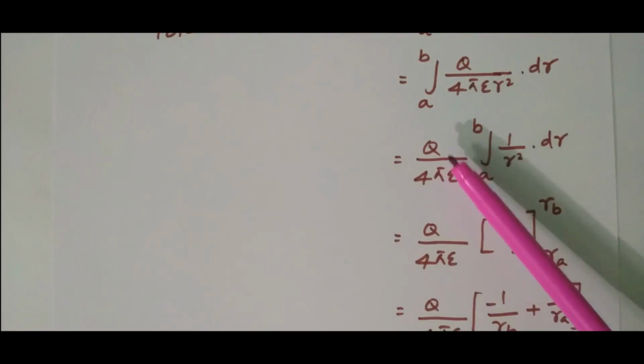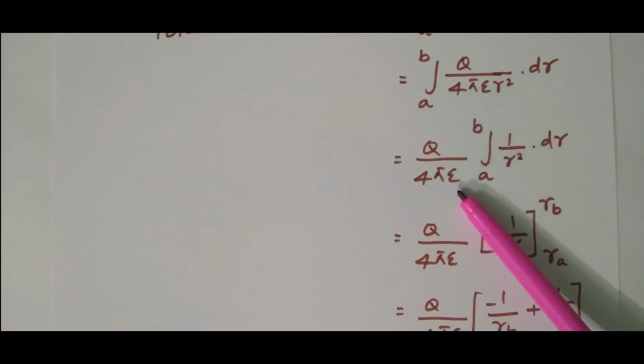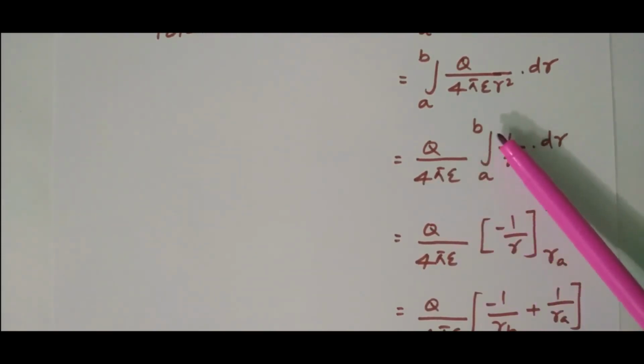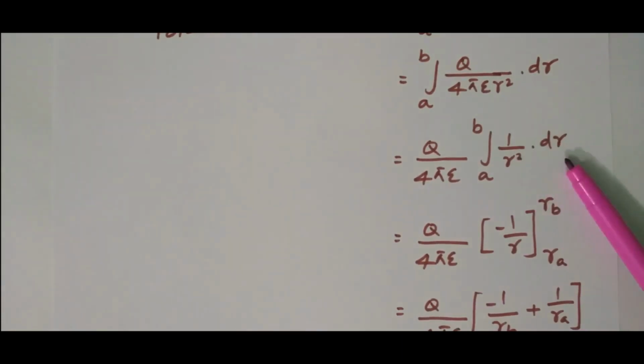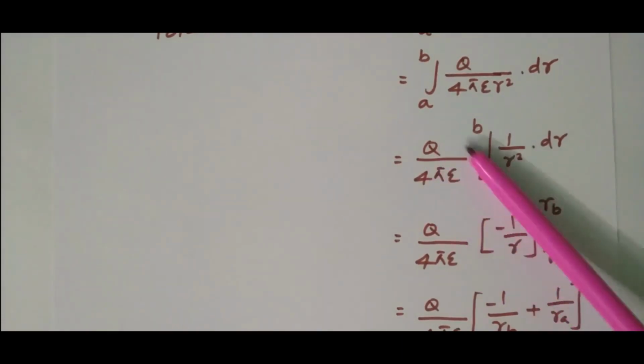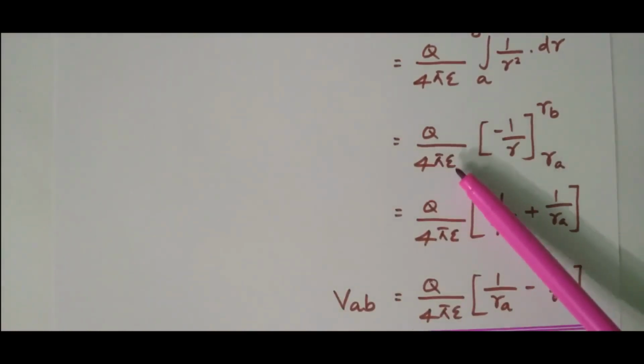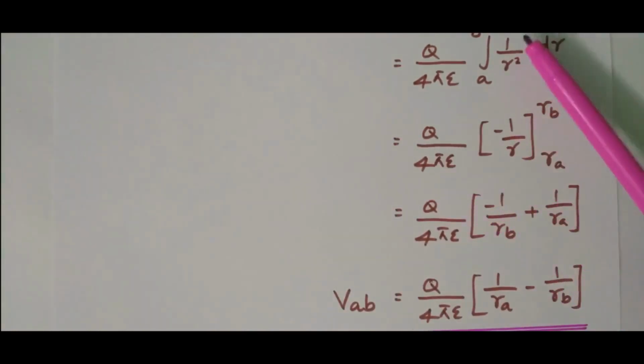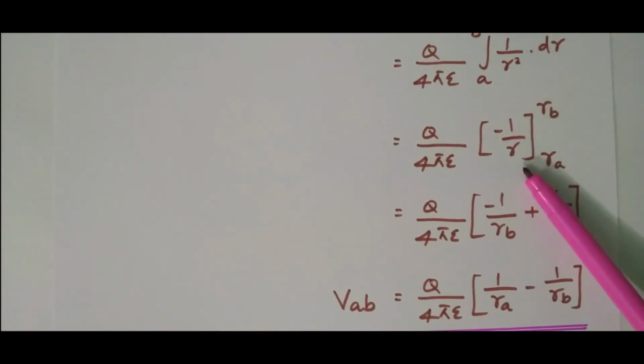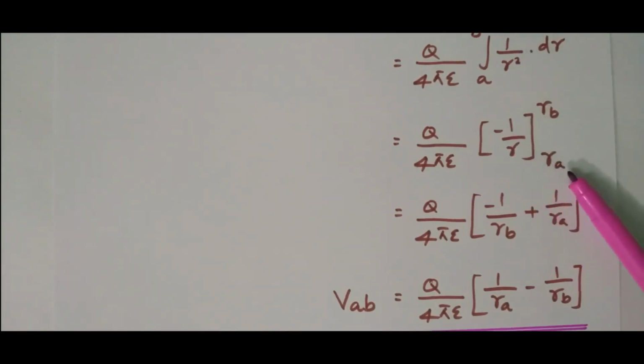Now q divided by 4 pi epsilon is constant, and we only have integral a to b 1 by r square into dr. Other terms are constant. So q divided by 4 pi epsilon, and the integral of 1 by r square is minus 1 by r. Now what is the limit? RA to RB, because it is given from point A to point B.